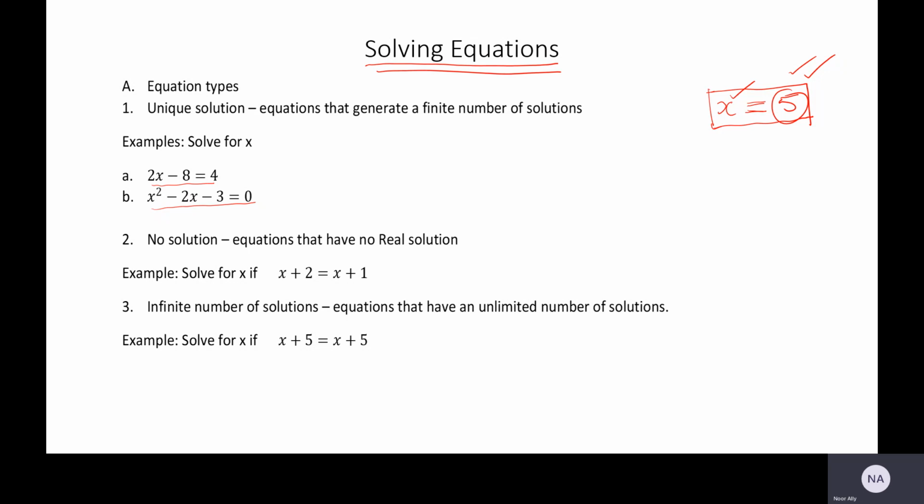So before we get to actual examples, what are the different equation types that we come across? Well, the first is when we get unique solutions. What do I mean by unique solutions? Equations that generate a finite number of solutions. So you could get an equation, for example, in A, which is 2x minus 8 equal to 4.